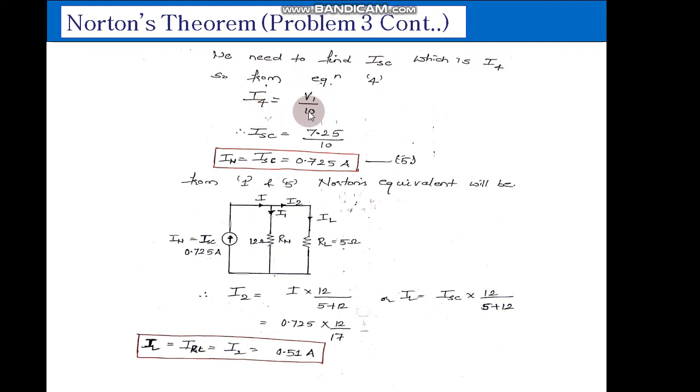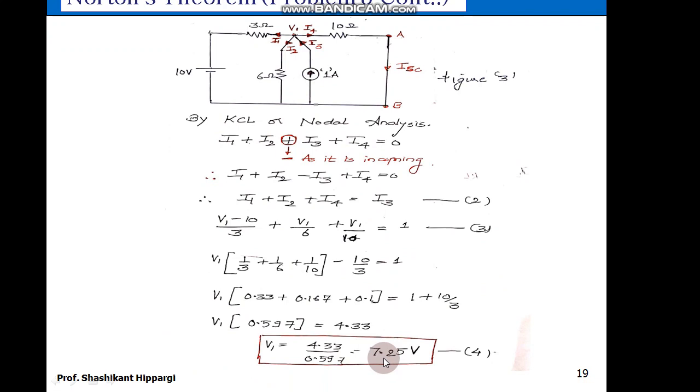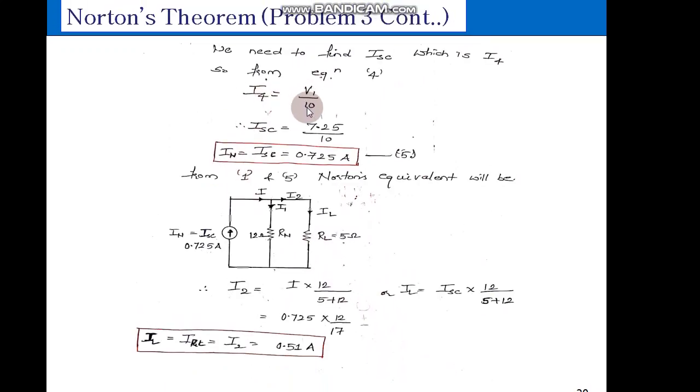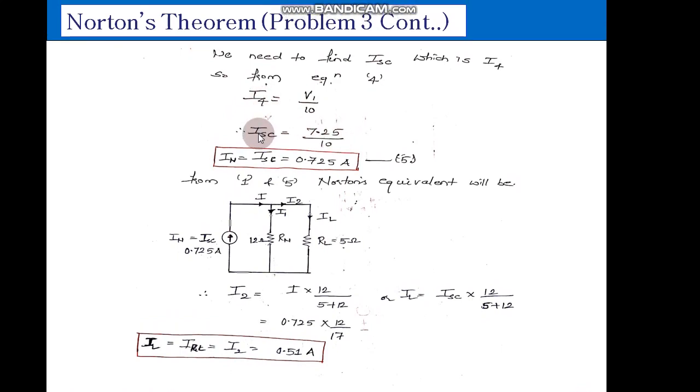So I4 is V1 by 10, and V1 is calculated as 7.25. So I4 will be equal to V1 by 10, which is equal to 7.25 by 10. And I4 can also be written as ISC because both are one and the same. So ISC will be equal to 7.25 divided by 10, which is 0.725, or it can also be known as IN, that is the Norton current. So either Norton current or ISC, it is now equal to 0.725.